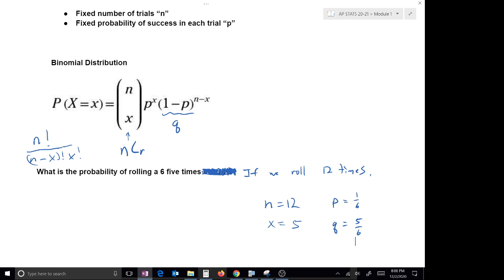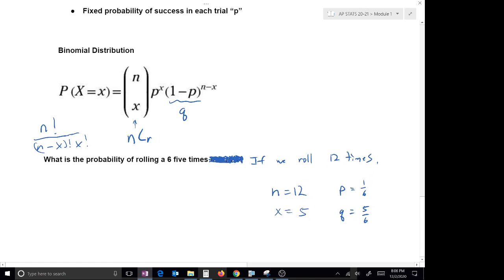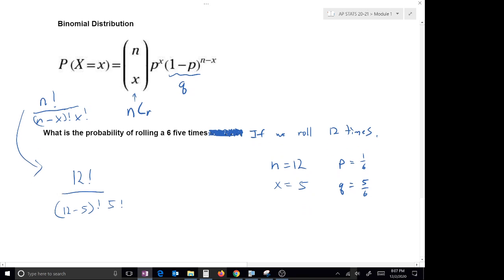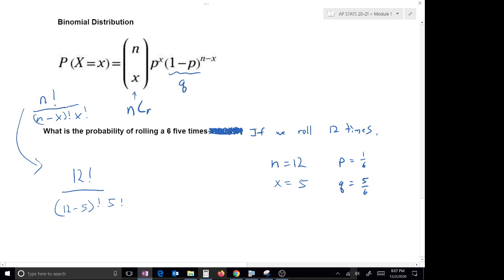Well, let's plug this in. We'll do this the long way. Okay. So notice that this n over this nx probability, we're just going to put in our factorial. So instead of n, we're going to have 12 factorial. And then we're going to have 12 minus 5 factorial times 5 factorial. Okay. All right, well, let's simplify this.